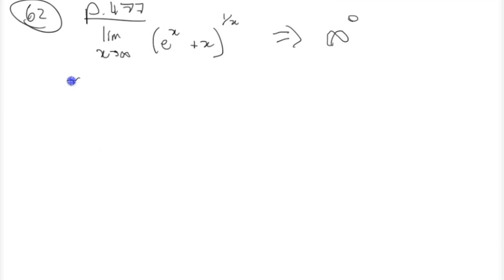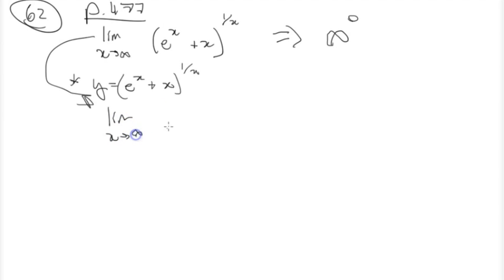So we're going to call y that, e to the x plus x, all to the 1 over x. And so this limit here we can also express as the limit as x approaches infinity of y. Great. So we're going to need to manipulate this equation y here in order to get a fraction. And we can do that by using some properties of natural logarithms. So we're going to take the natural log of both sides.